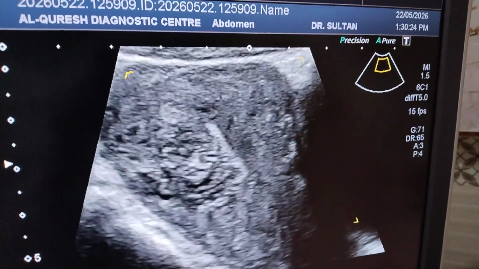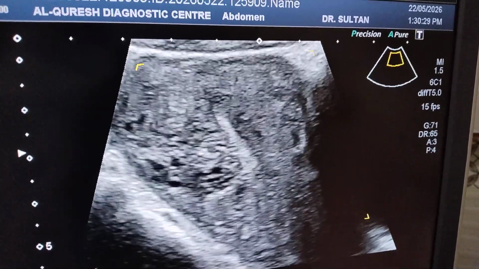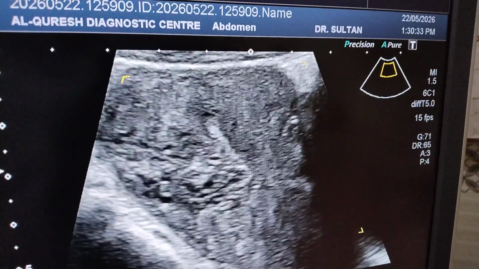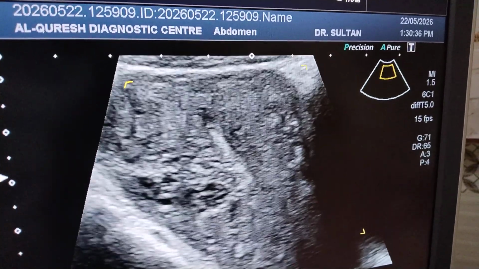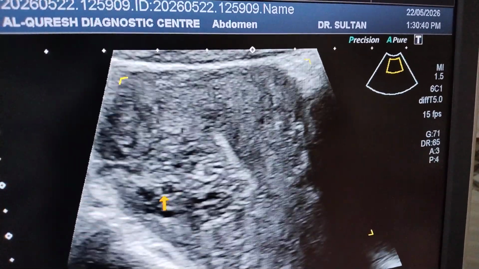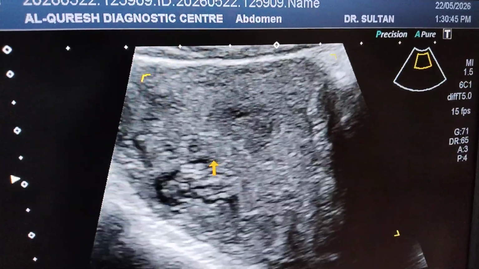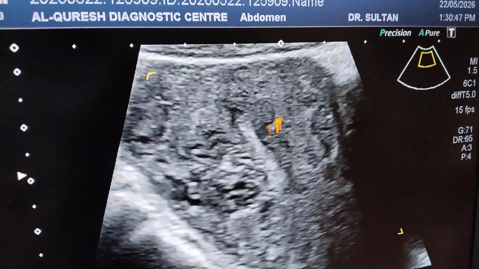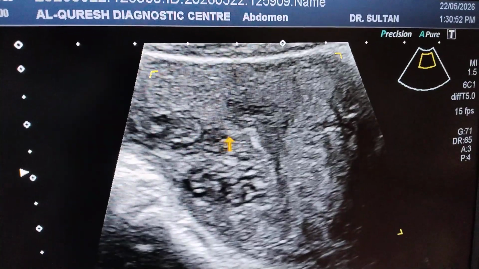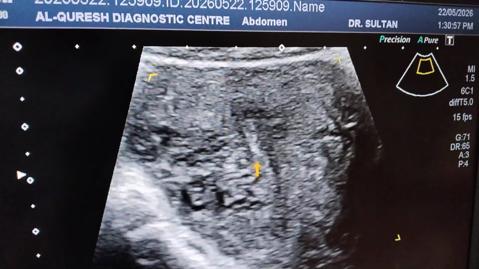So I am now going to show you the picture of the anechoic spaces which are starting from the myometrium to the endometrium, from the posterior myometrium. This is the anterior and this is the fundal region. From here also coming and from here also coming and ending at this level.